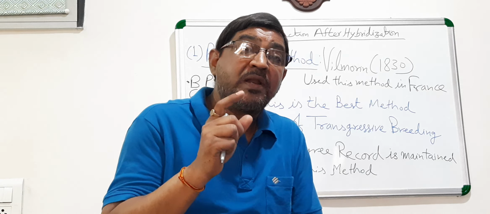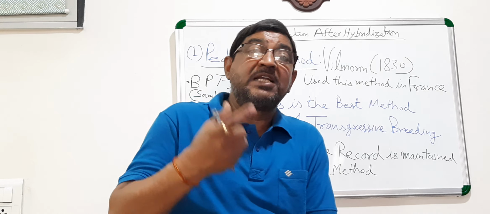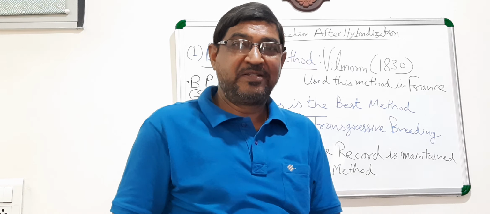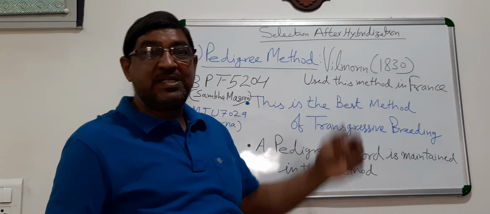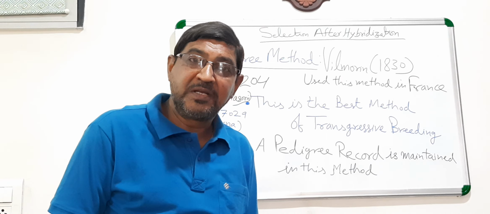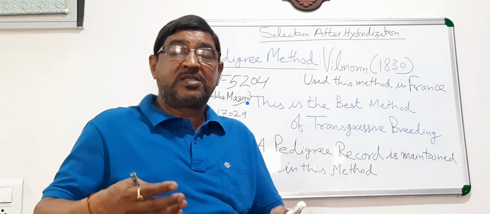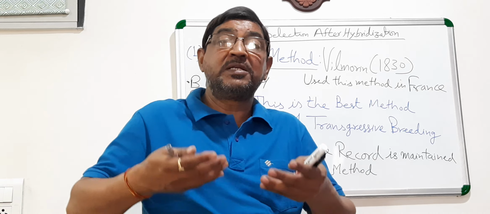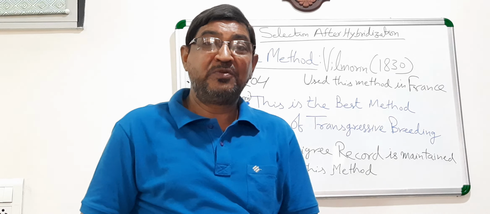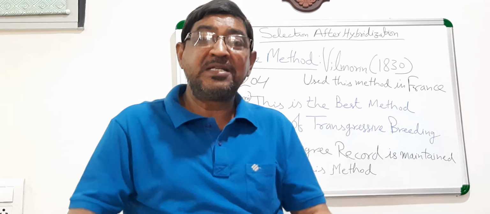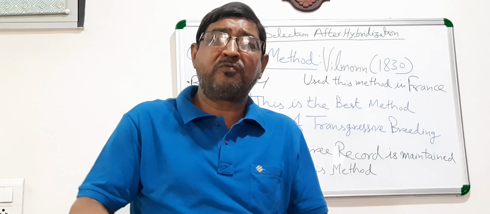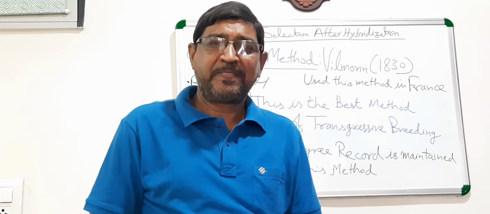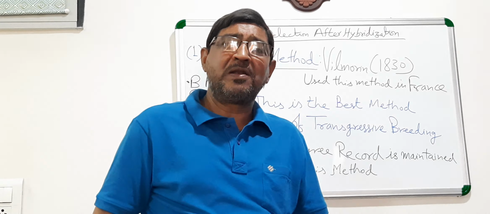So you are exploiting transgressive segregants after hybridization in self-pollinated crops. Why transgressive segregants? For developing a stable variety, which you can give to the farmers. They can use it for a few years, 2, 3, 4, 5 years, because it is a self-pollinated crop.